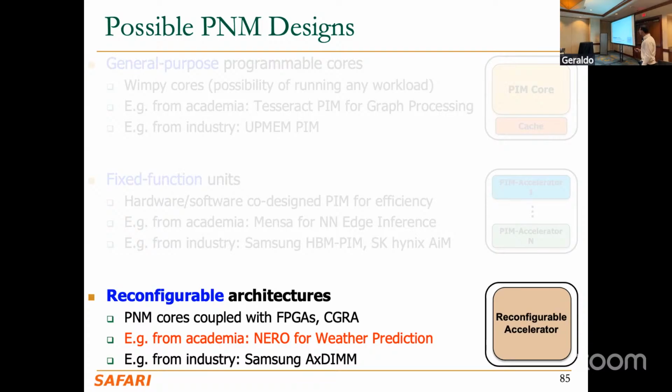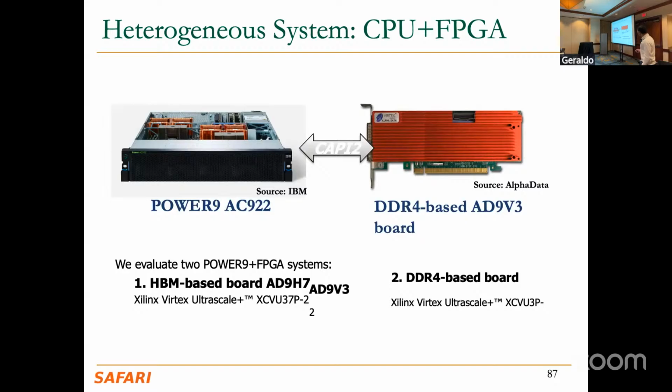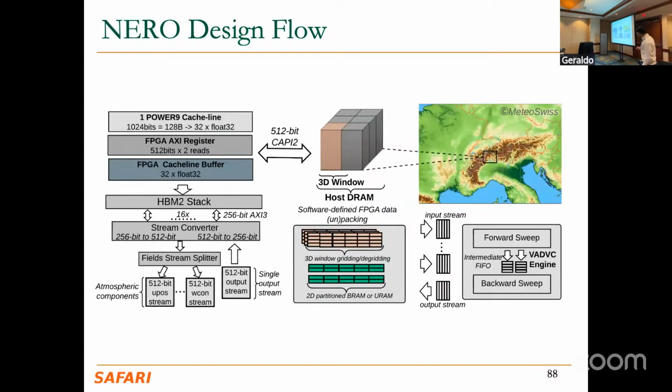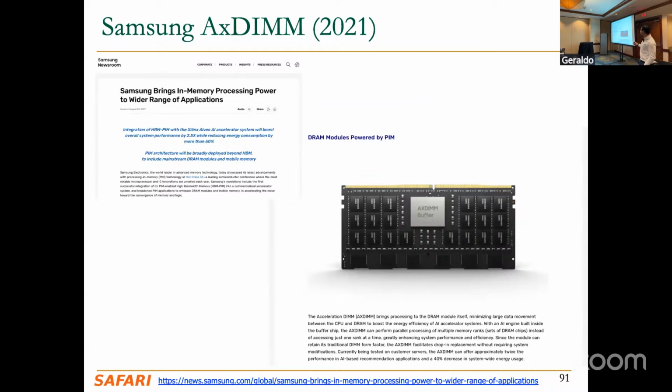Okay, if not, I'm going to move to the last one, reconfigurable architectures. The example that we are going to use from academia is this work that we did called NARROW, for accelerating weather prediction modeling. Here we use an IBM-based CPU plus FPGA platform, and we take the application, weather modeling, where we offload portions of the computation to some reconfigurable logic nearby the FPGA design. This is just some results of doing that. I'm going to illustrate more the industry-based one, which is the Samsung IXDIMM.